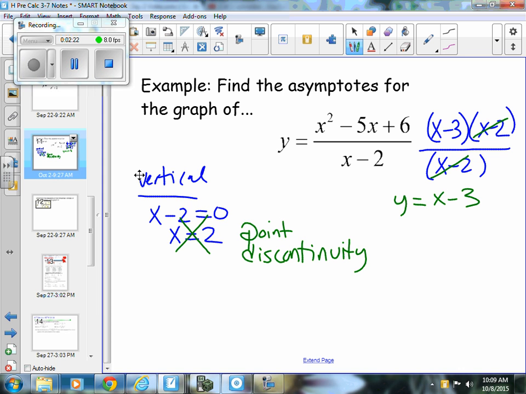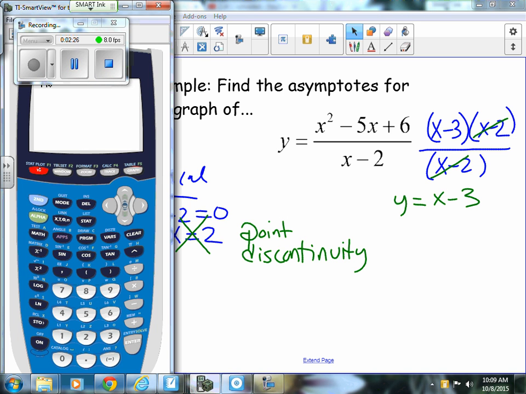So if you take a look at the graph for this one, if we graph it on your calculator here, I'm going to see if I can type over and just make this a little faster here. So x squared minus 5x plus 6, and then in the denominator, x minus 2. Okay, go ahead and graph that and see what that looks like.